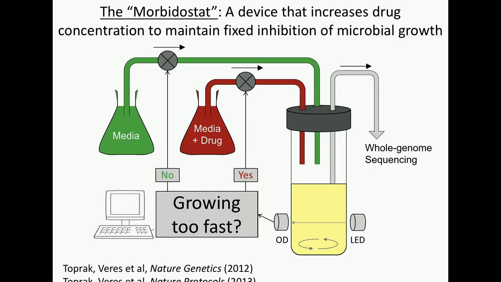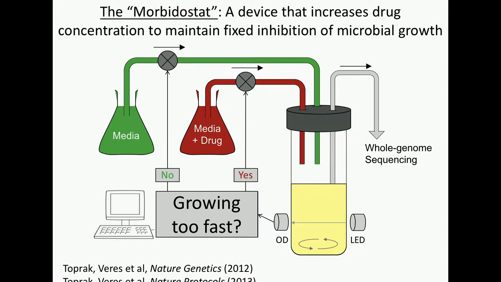Okay, so here is the first device. We call it the morbidostat. It's a continuous culture device, kind of like the chemostat or the turbidostat, if you think about it. But instead of the bacteria being limited by a limiting nutrient, their growth rate is limited by drug inhibition. And the way that works, there's a computer that constantly monitors how fast the bacteria are going. If they're going too fast, it adds more drug. If they're going too slowly, it dilutes the drug out. So the bacteria are always partially inhibited.